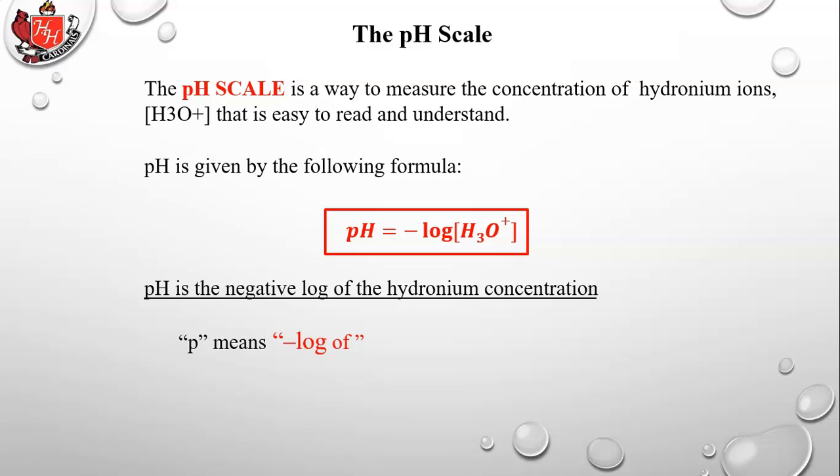The P part of it simply means negative log of. And you could have a P of anything. You could have a P of your age. You could have a P of your shoe size. You could have a P of any number. It just means you're going to take the negative log of that. I'm not sure that those things would be any useful information, but that's simply what that letter means. The P actually stands for power. So what it's really saying is the power or exponent of the hydronium ion.